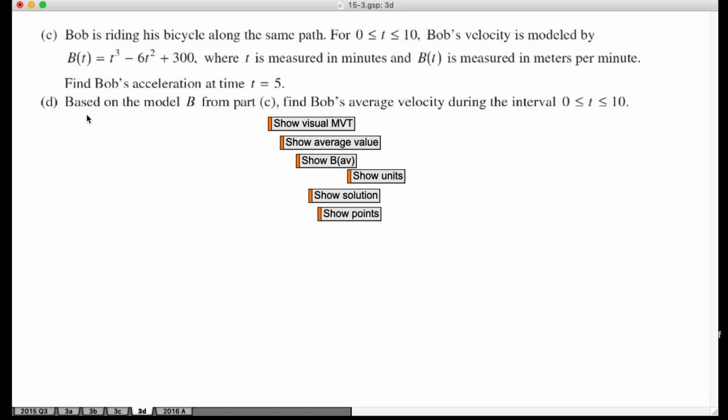Okay, part D says, based on the model B from part C, find Bob's average velocity during the time interval t between 0 and 10. Okay, so I want to do a little review on that too, because the average value formula can be confusing.